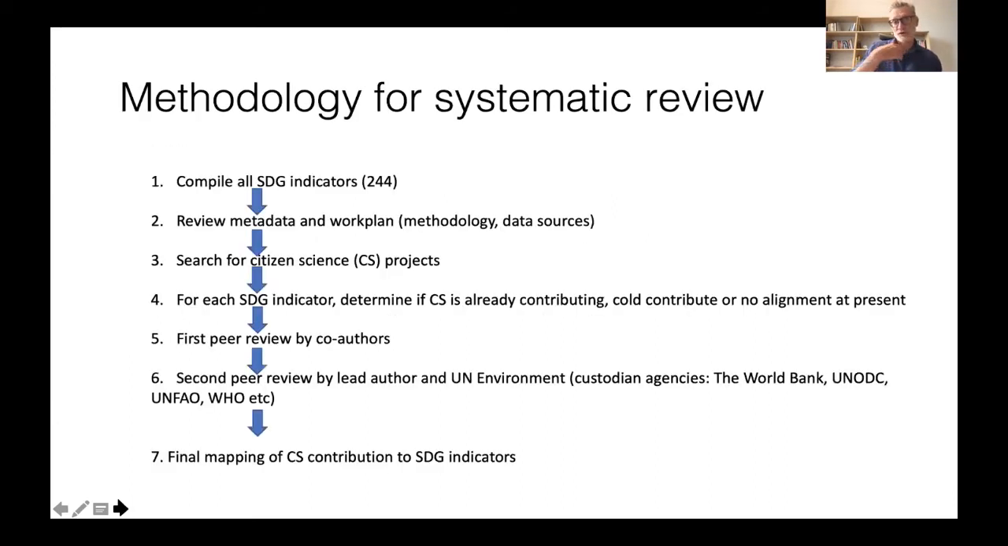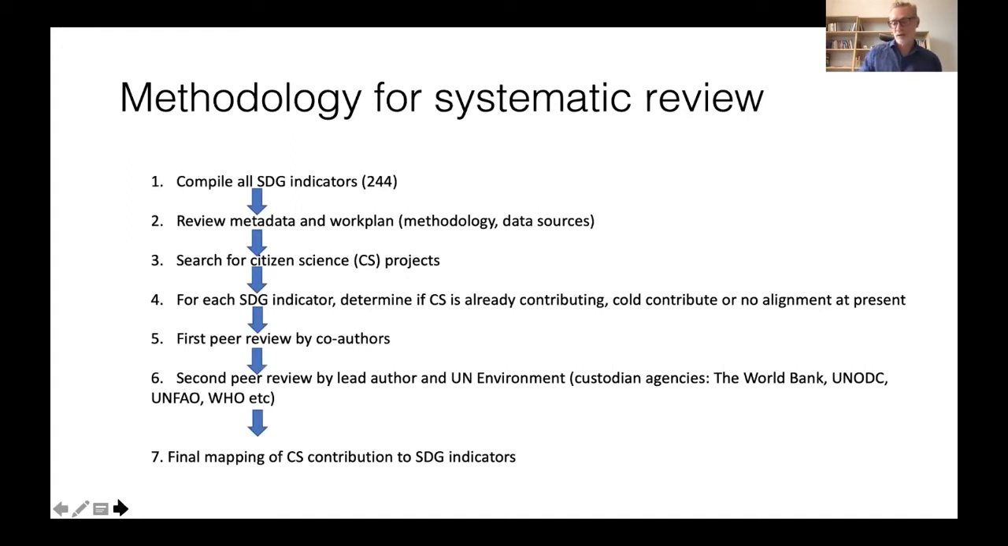This is the methodology for the systematic review. It's about compiling all the SDG indicators, the 244 of them, but reviewing the metadata and the work plan, of course, and search for citizen science projects around the world, and to see if they are aligned with the SDG indicators, to determine if citizen science is already contributing, could contribute, or if there's no alignment at all. And then there is the first peer review by the co-authors about this. And then there's the second peer review by the lead author and the UN Environment custodian agencies. It could be the World Bank, the UNODC, and the WHO, etc. Because every SDG indicator has a custodian.